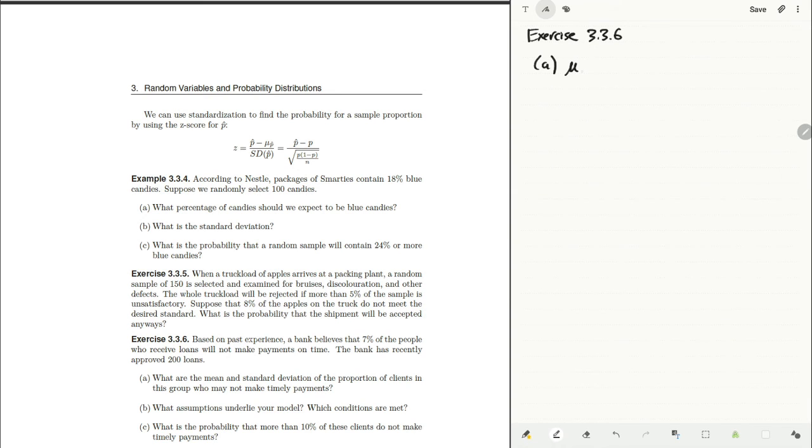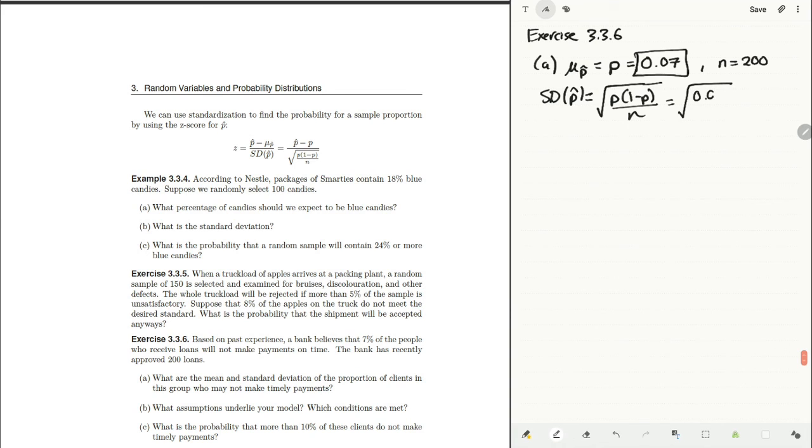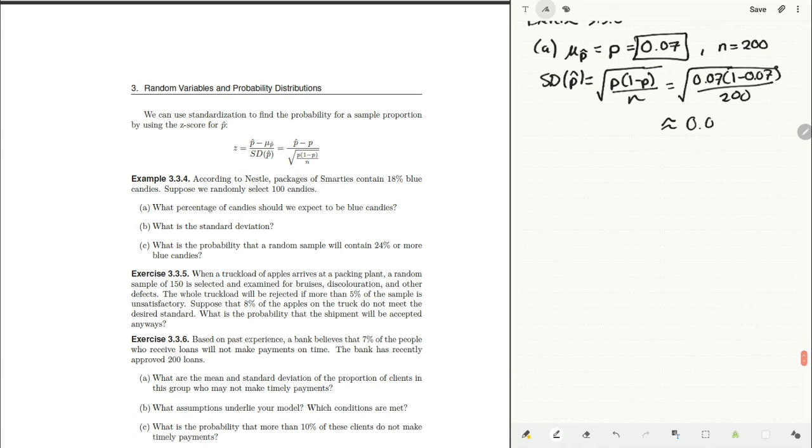So the mean of our sampling distribution is equal to P, which is the proportion of people that do not make payments on time, which is 7%, so 0.07. We have a sample size of 200, and so the standard deviation is going to be the square root of P times 1 minus P all over n. So we take the square root of 0.07 times 1 minus 0.07 all over 200, and this will give us approximately 0.0180.